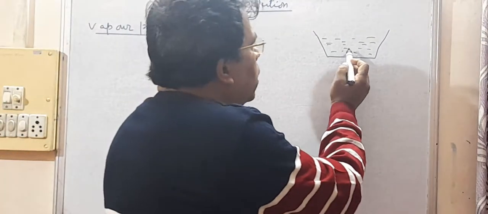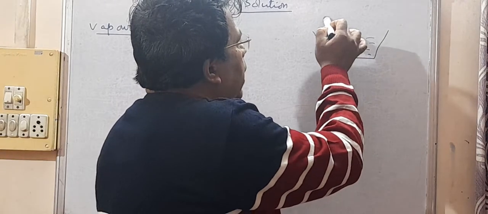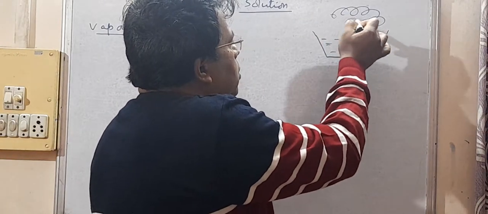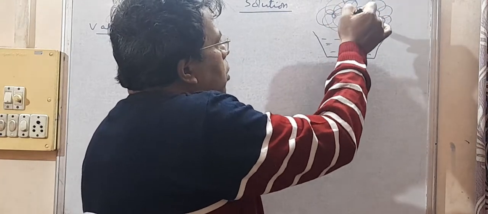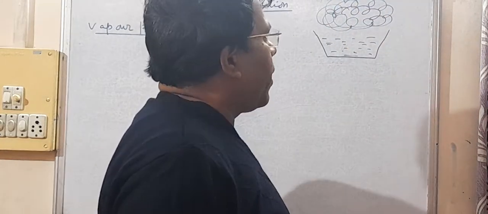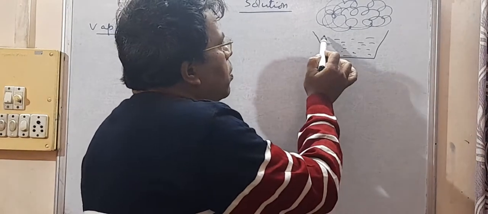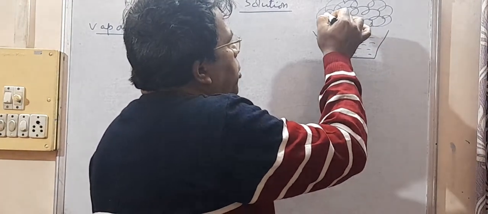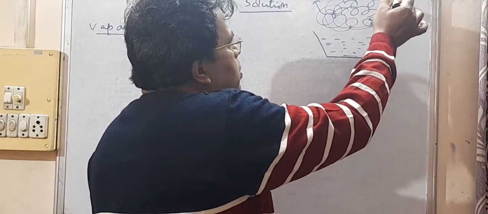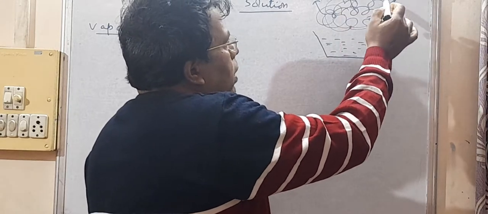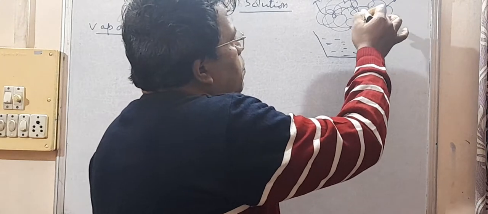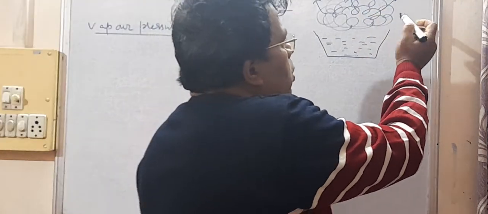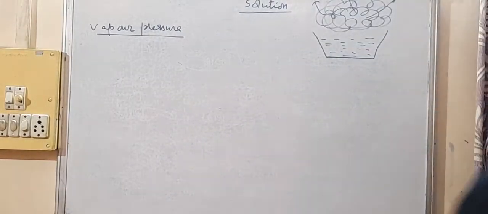Suppose we have a liquid here. This liquid will be accompanied by vapors, and they will be in equilibrium. And when equilibrium is reached, the pressure which these vapors will exert at equilibrium is called the vapor pressure.